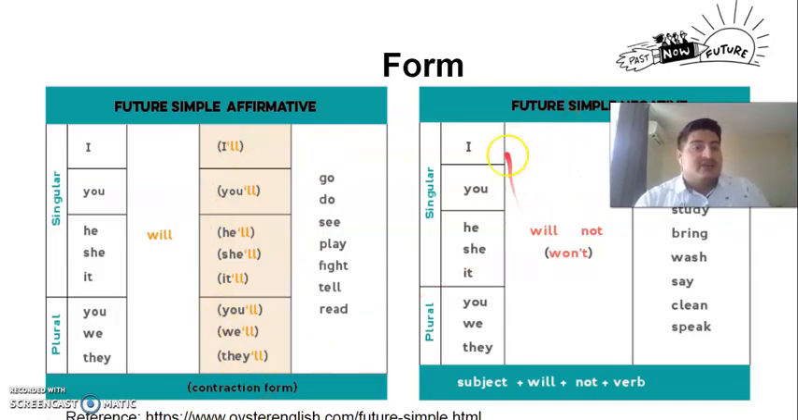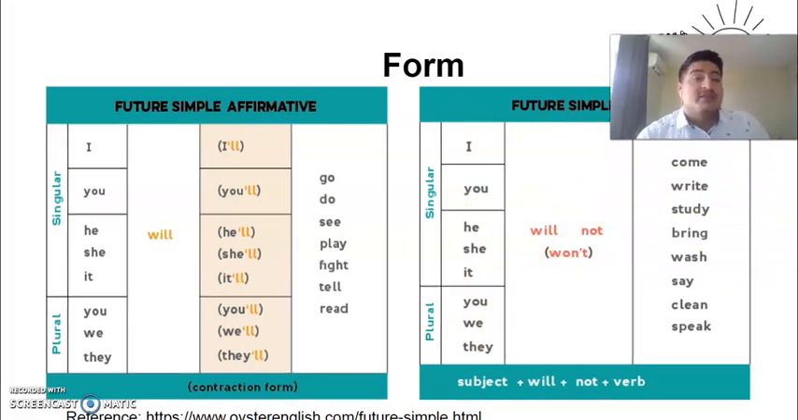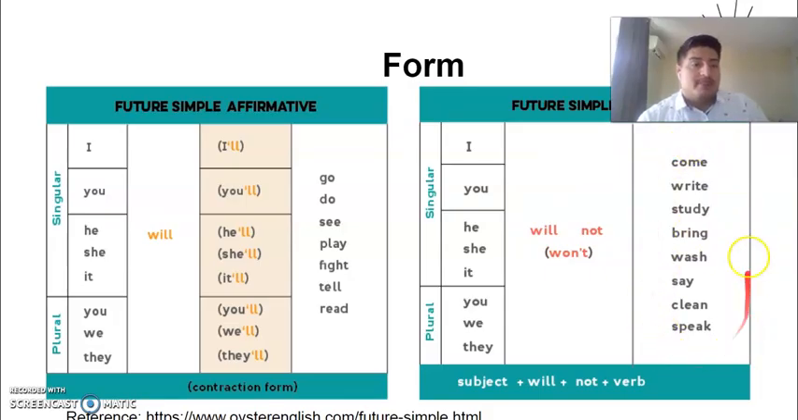For negative, here you have the subject pronoun, as I said before, will not, and the base form of the verb. But you can also make a contraction. Will not is won't. For example, he won't study. Here, notice that when you pronounce won't, you need to pronounce the letter T at the end. Won't is very important.